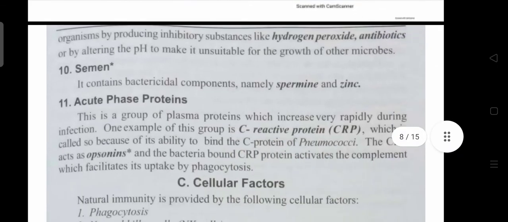Then next is semen. It contains bactericidal components like spermine and zinc, which have bactericidal activity.